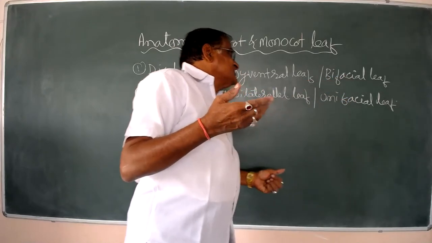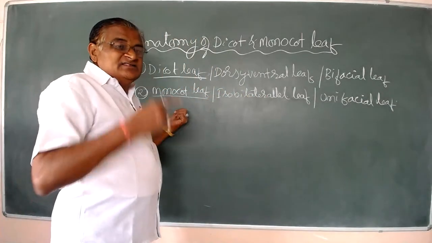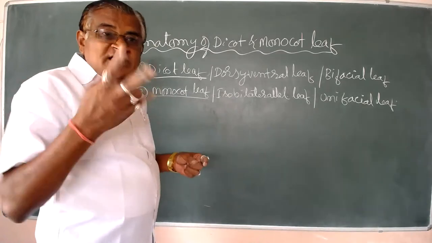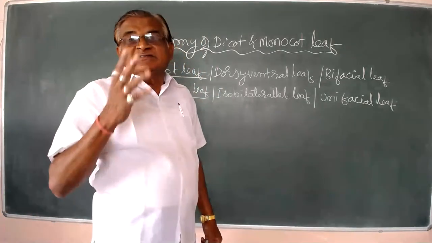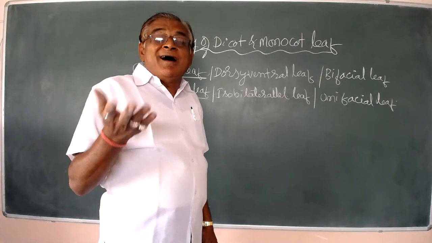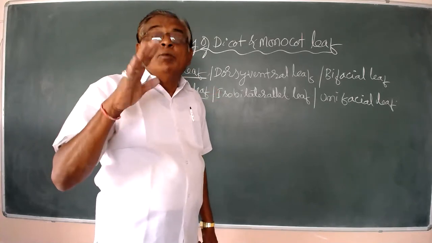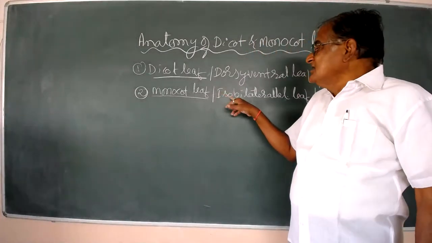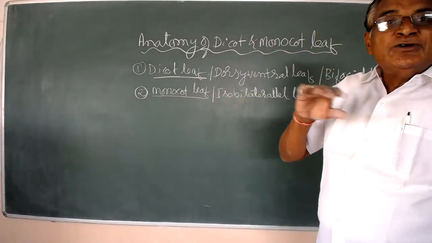Now coming to the monocot leaf, it is having parallel venation. It is an isobilateral leaf. Iso means both the surfaces, the upper as well as the lower, the dorsal as well as the ventral, will be similar. So it is called isobilateral. It is due to the equal distribution.